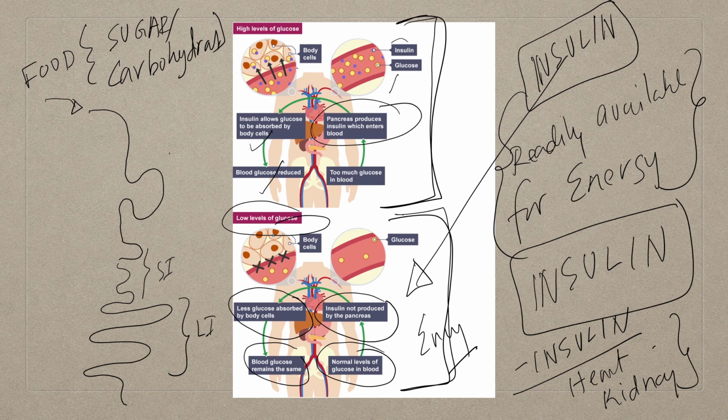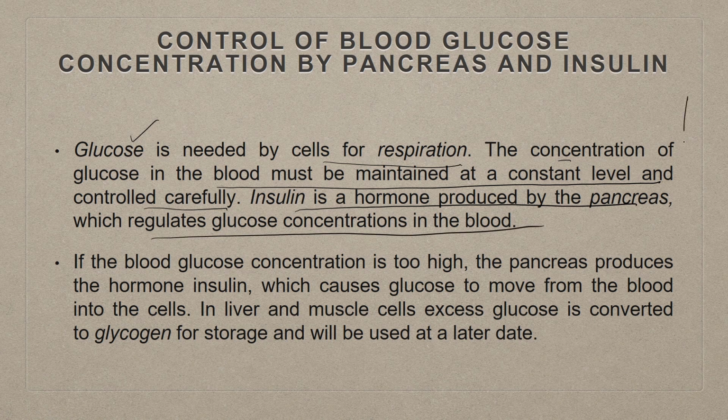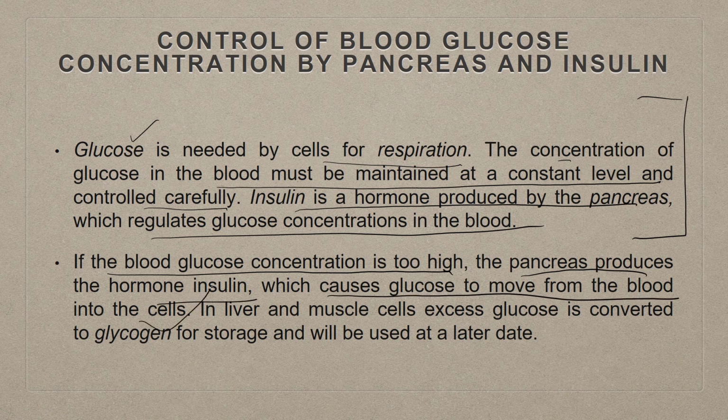Okay. So, if we look at the control of blood glucose concentration by pancreas and insulin, what we see, glucose is needed by the cells for respiration. The concentration of glucose in the blood must be maintained at a constant level and controlled carefully. Insulin is a hormone produced by the pancreas which regulates blood glucose concentration, as I mentioned just a couple of minutes back. If the blood glucose concentration is too high, the pancreas produces the hormone insulin, which causes glucose to move from the blood into the cell.